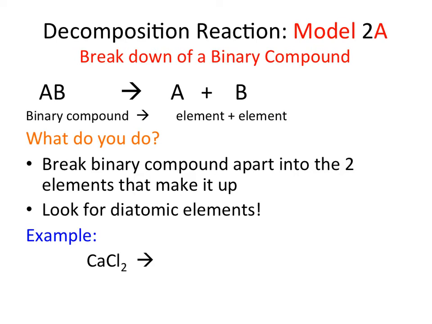Now we're going to look at decomposition reactions. There are 6 models, and we're going to focus in on the first one, which is model 2A. It is going to be the breakdown of a binary compound. You'll notice that this is very similar to the first one that we did under synthesis. It's just the reverse process. Notice that we're starting off with a single compound, and we'll be breaking that apart into the 2 elements that make it up.